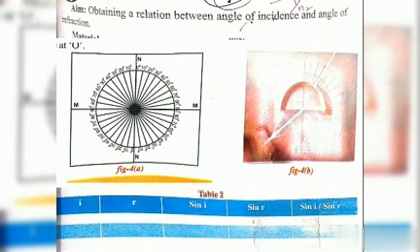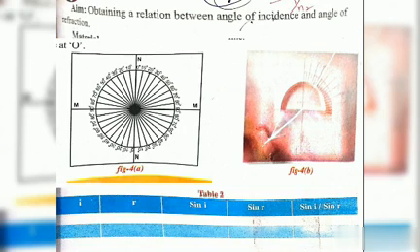So what is the activity name? Obtaining a relation between angle of incidence and angle of refraction. So what is that activity? Obtaining a relation between angle of incidence and angle of refraction.